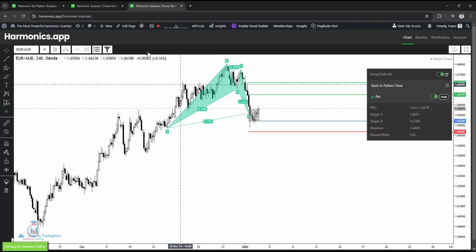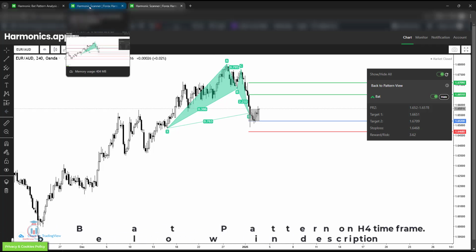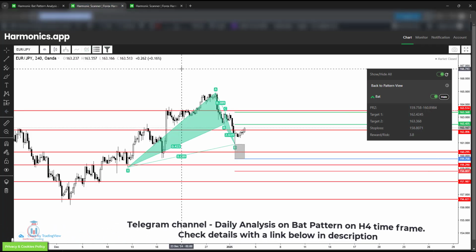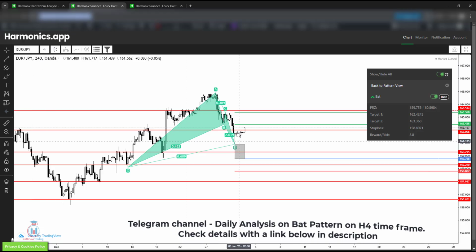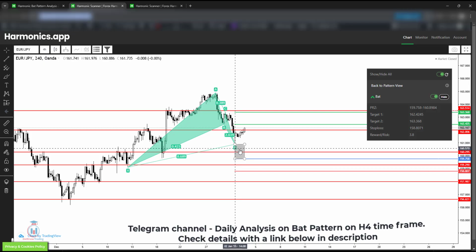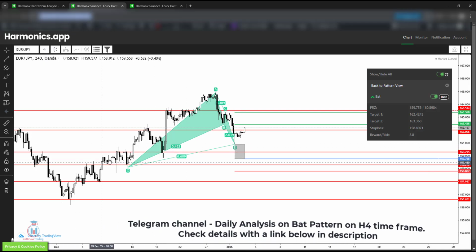What I can see currently, we have two patterns that have been formed this week, which are bullish Bat patterns. The first one is Euro against Japanese Yen on the 4-hour time frame, where we can see that the Bat pattern has been formed in line with the technical analysis.